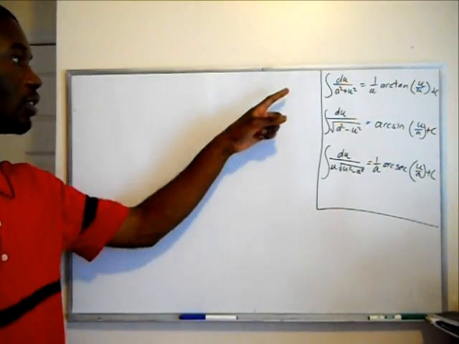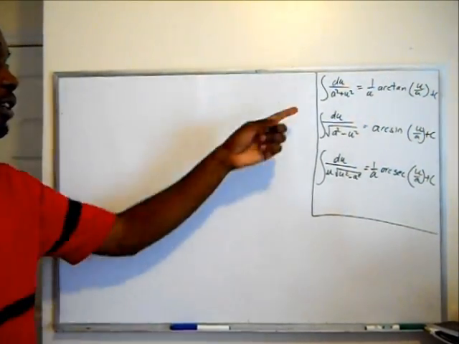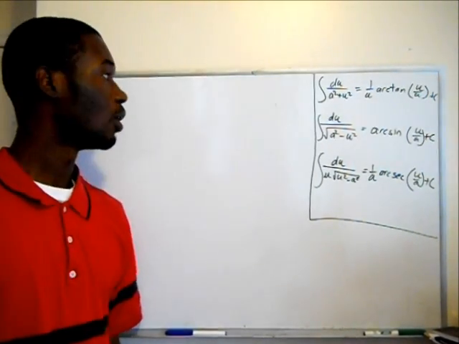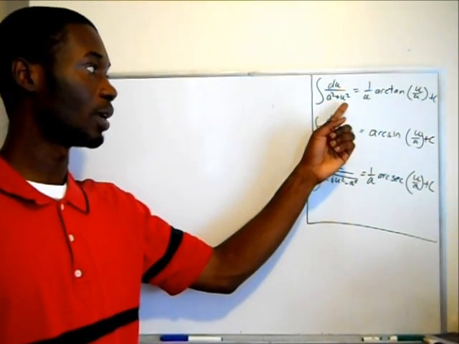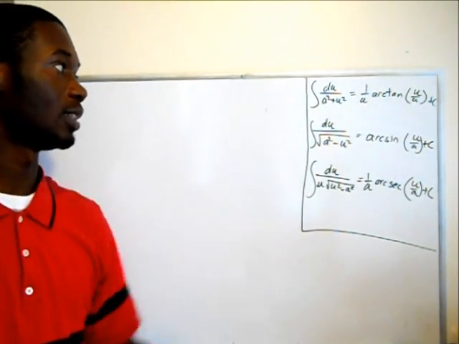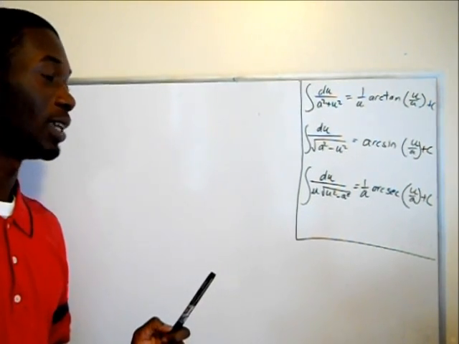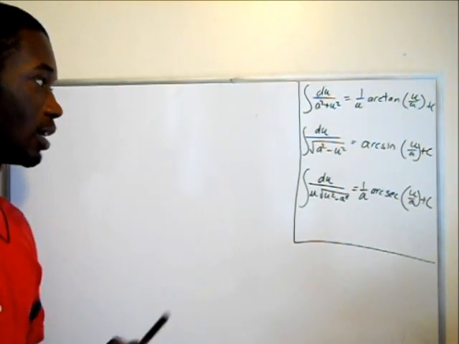These are the three formulas we're going to be using throughout this entire video. The first one says the integral of du over a squared plus u squared equals 1 over a arctan of u over a plus c. Now my a's and u's kind of look alike, but I'm going to blame the marker. It's the marker causing that.